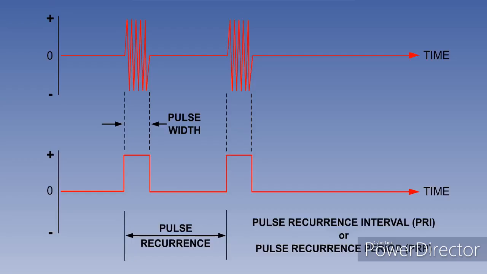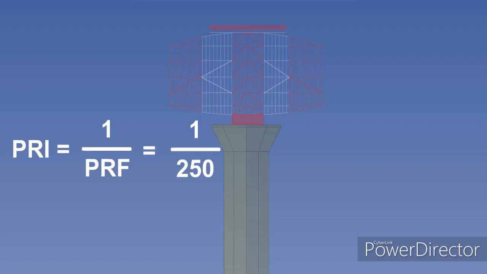Two other terms need to be known. Pulse recurrence interval, PRI, or pulse recurrence period, PRP, is the time interval between the start of two pulses. Pulse recurrence frequency, PRF, or pulse recurrence rate, PRR, is the number of pulses in a second. If the PRF is 250 pulses per second, what is the PRI of the transmission? Each pulse takes 1/250th of a second. If we change the second into 1 million microseconds, then 1/250th of this is 4,000 microseconds.